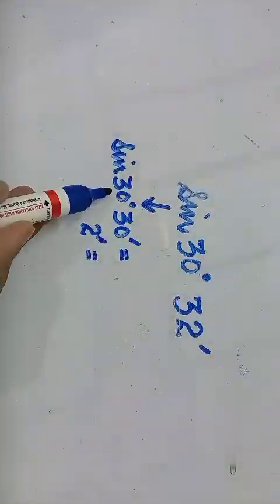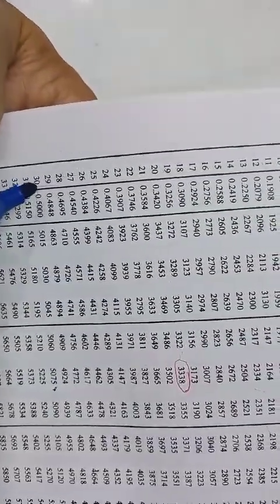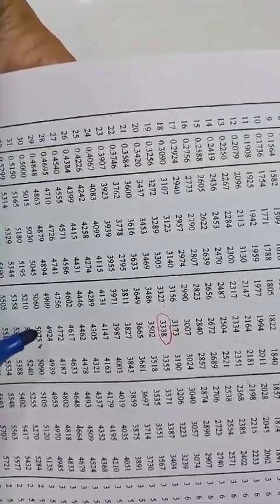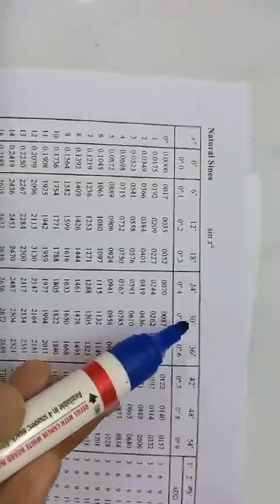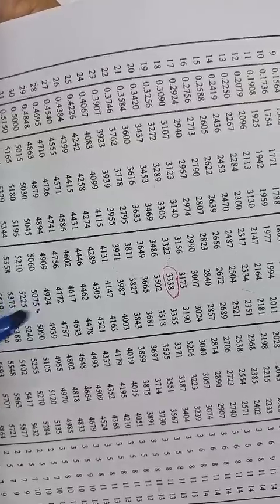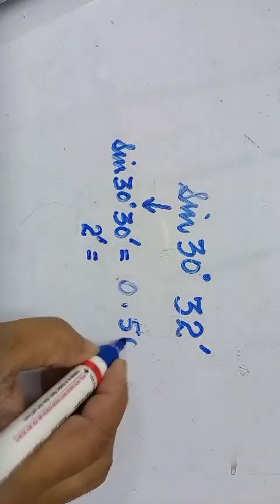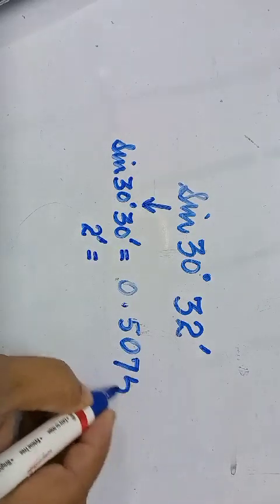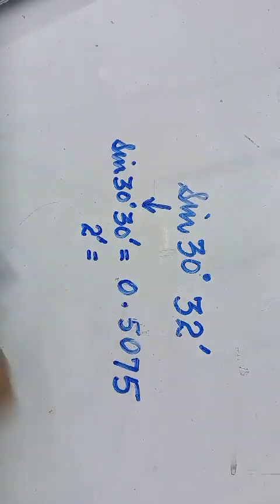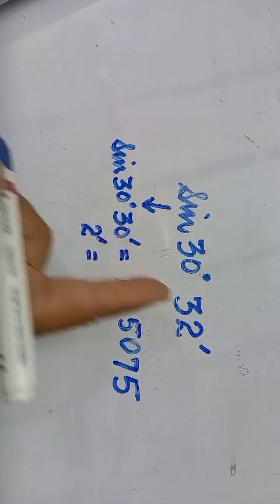in order to find sine 30 degree 30 minutes, you will look at the 30 degree row, which is this row, and the 30 minutes column. So you come down and you reach the intersection here, 0.5075. This is the value for sine 30 degree 30 minutes, but we have 32 minutes.